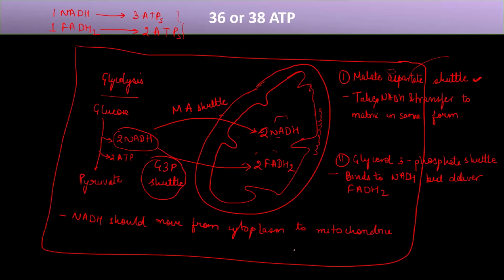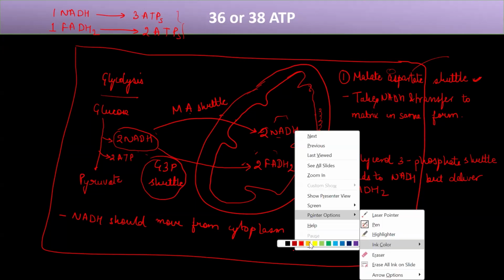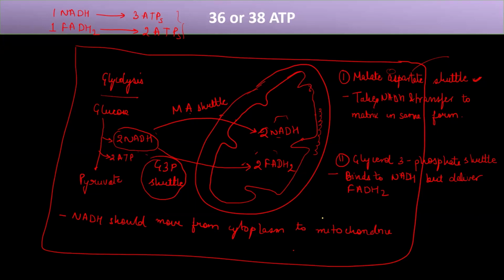Now, in what cells does this actually happen, where instead of NADH, FADH2 gets involved in the transportation of NADH? It happens in muscle cells and neurons, where the glycerol 3 phosphate shuttle is involved. So this brings us to the end of the Krebs cycle and finally the ATP production. And now we understand how 36 or 38 ATPs are formed.